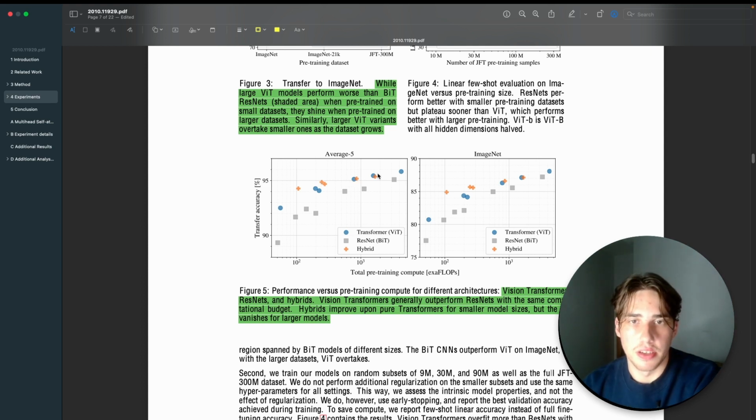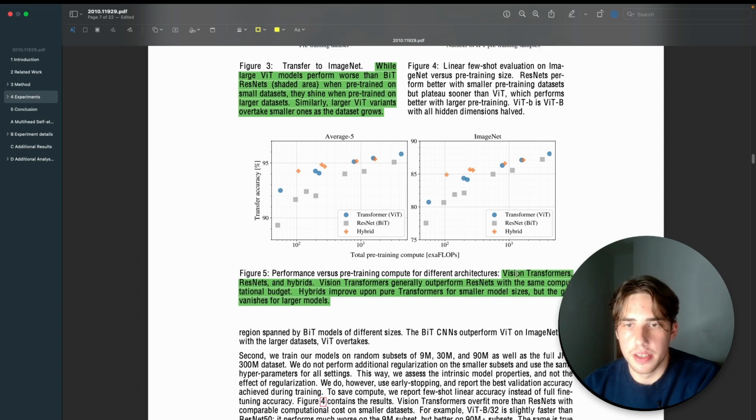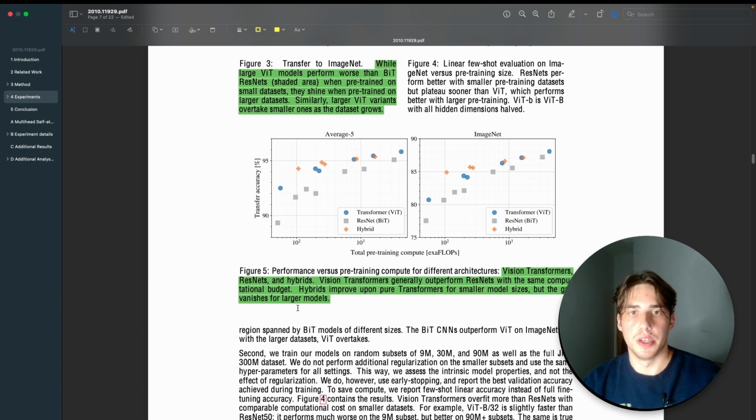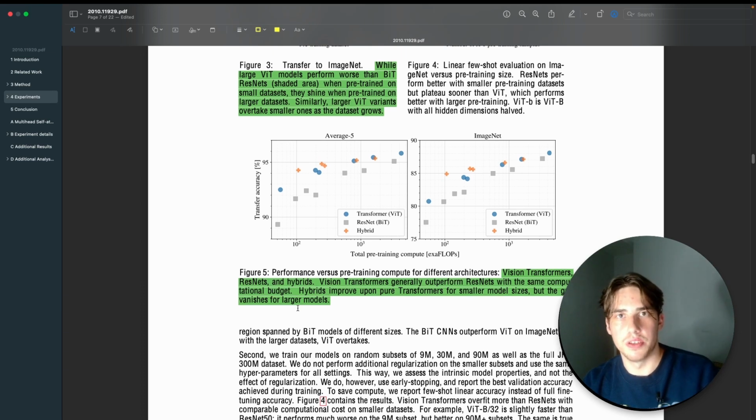But this changes when it comes to the bigger models and larger compute. They state here, vision transformers generally outperform ResNets with the same computational budget. Hybrids improve upon pure transformers for smaller model sizes, but the gap vanishes for larger models. That also comes back to what I mentioned before: the inductive biases learned are much better than the ones that are feature engineered by humans.